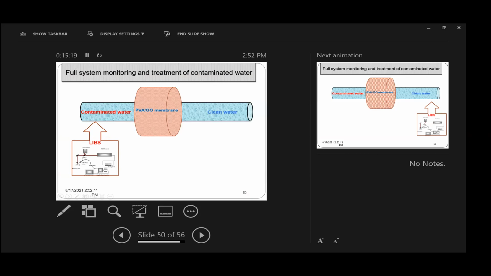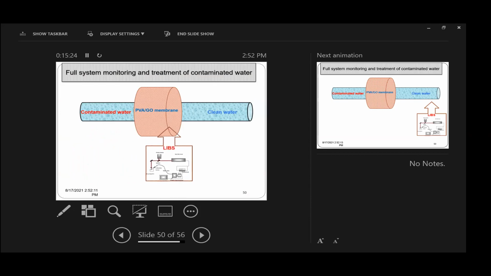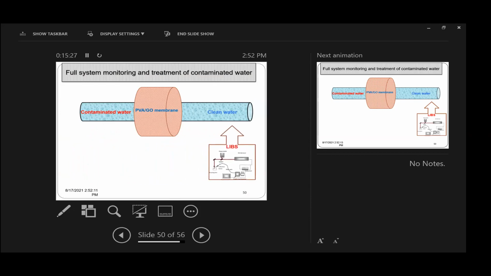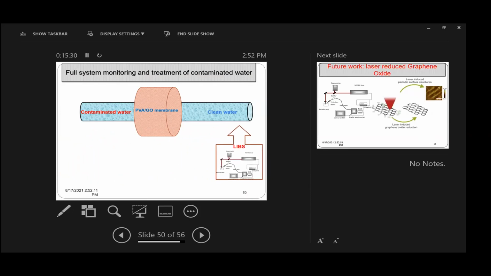Our idea is to use the LIPS system so that we can analyze, in the beginning, the membrane itself, and analyze the output, the clean water, to be sure that 24/7 our system is working perfectly. We can know the ratio between polluted elements concentrations and clean water concentrations. If the concentration of the heavy elements is not permissible, we can stop the system.